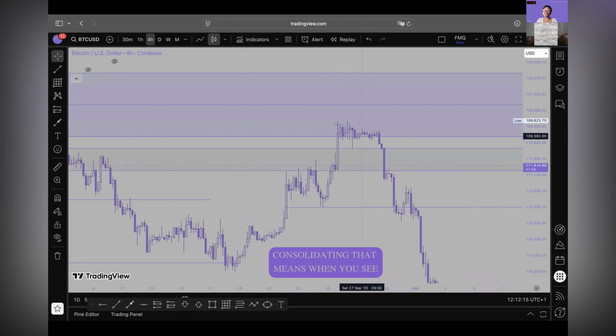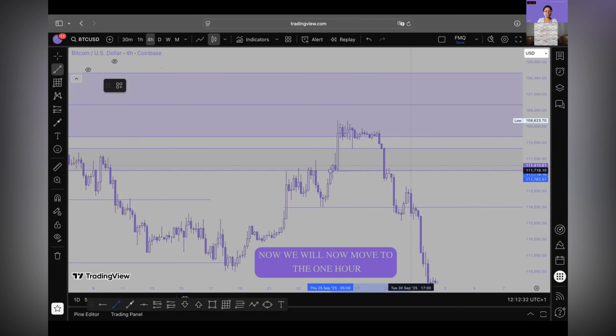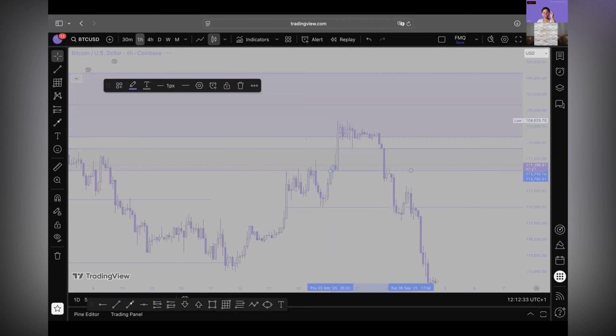That means when you see this consolidation, it means that buyers are losing momentum. It means that buyers are becoming weak. Sellers are about to take over. What now happened? Sellers pushed this market down to this particular zone. Now we will move to the 1 hour.